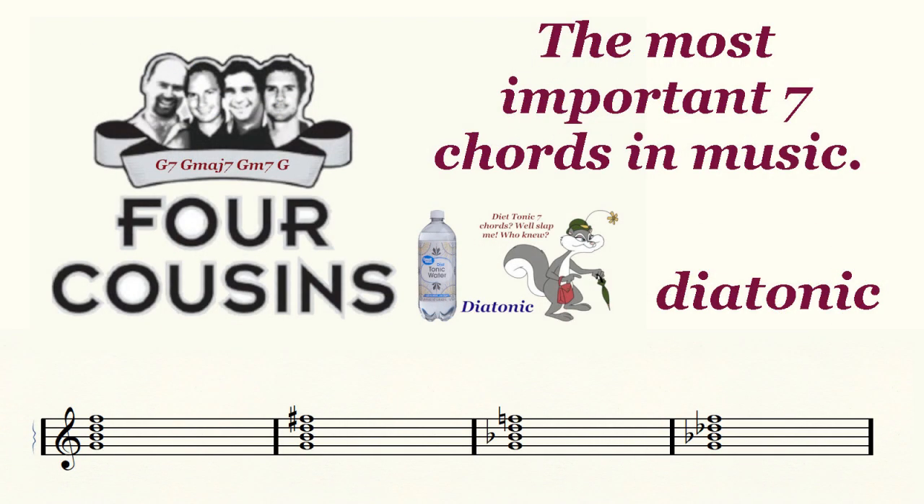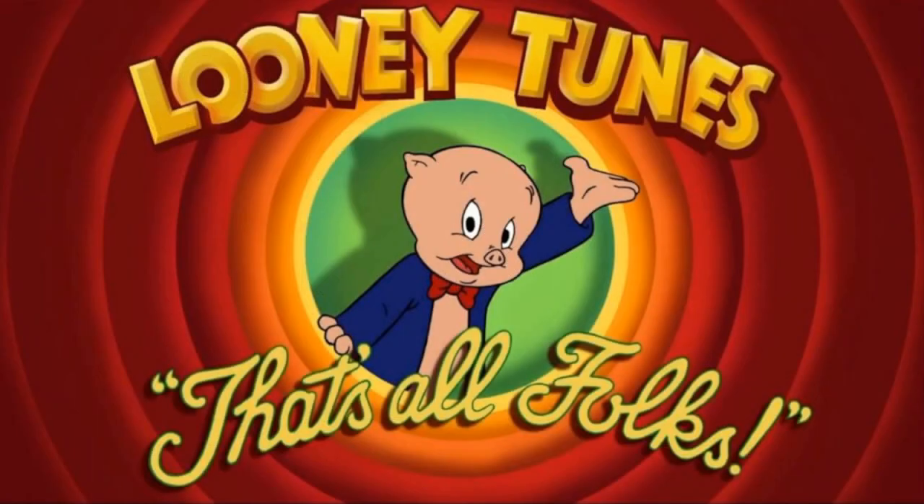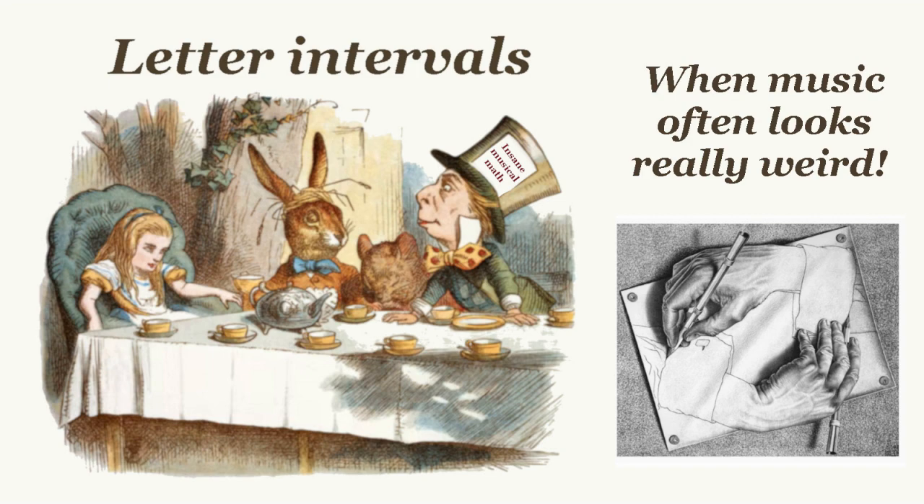Now we have the G7 chord, the G major 7 chord, the G minor 7 chord, and the G half diminished chord, also known as the G7 flat 5 chord. And that's really all you need to know about these chords in the beginning. Now it's time for the rabbit hole.